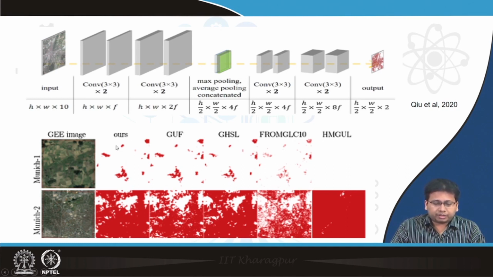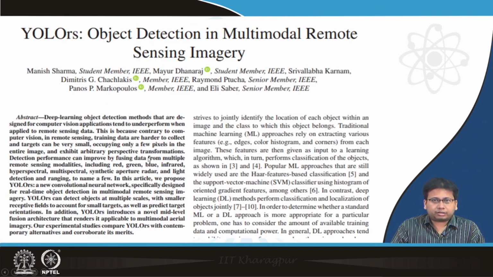However, the proposed method, according to their evaluation, is able to do the identification of the HSE in a very accurate way. And then we come to the last paper which we are going to discuss in this lecture. YOLO we have discussed earlier also, the You Only Look Once framework for object detection in natural images or optical images. In this case they are proposing YOLO-RS, that is YOLO specifically for remote sensing imagery.